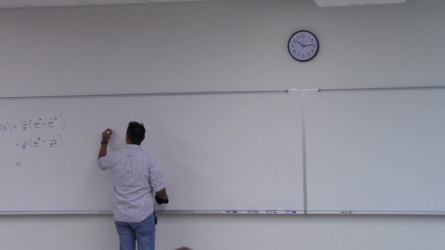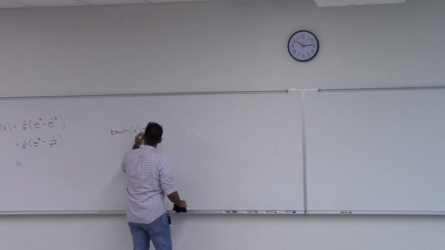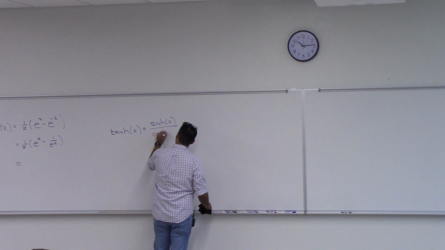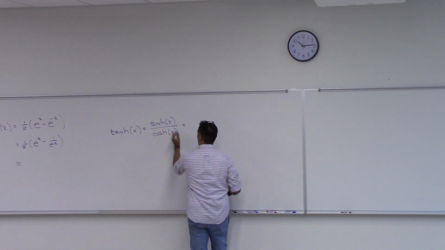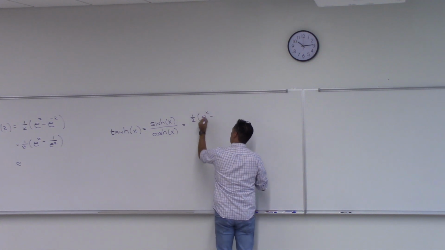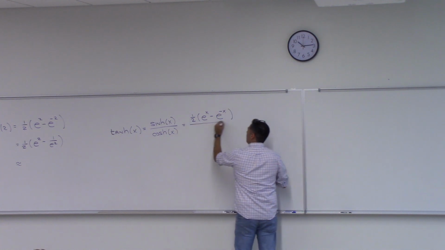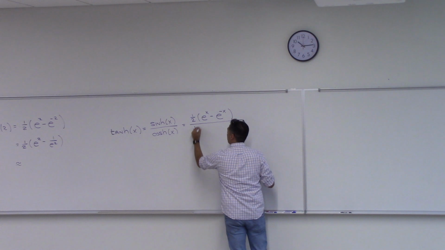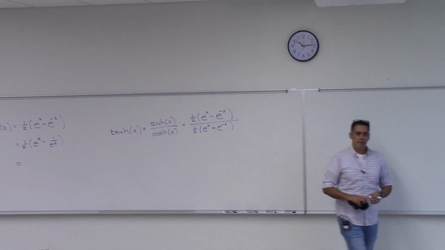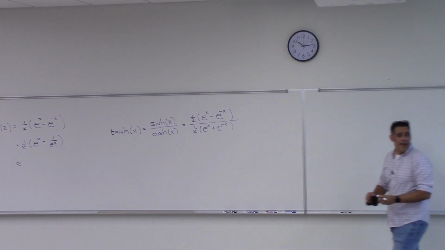So tangent hyperbolic of x is sine hyperbolic x over cosine hyperbolic x, which, if I wanted to write it out, would be 1/2 times e to the x minus, because sine is the subtract one, minus e to the negative x, over 1/2 and then e to the x plus e to the negative x, right? I could do that. And cancel the halves or get rid of the halves, right?